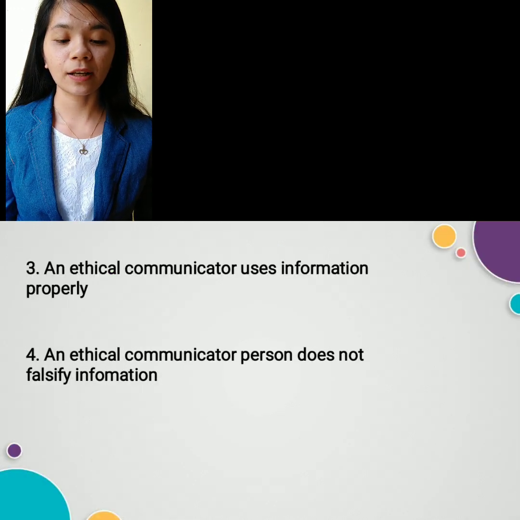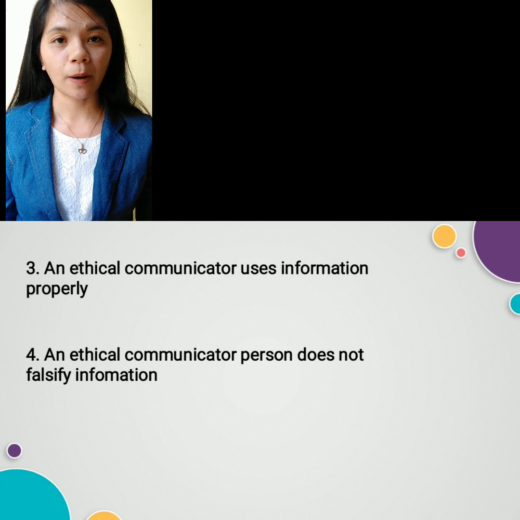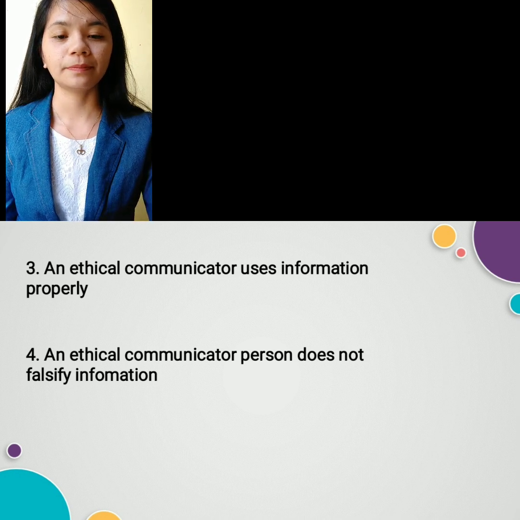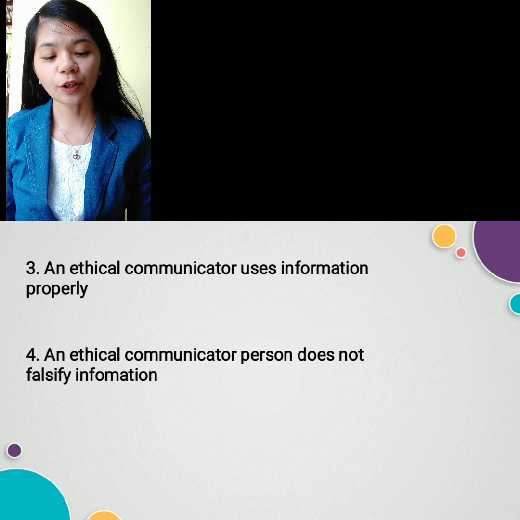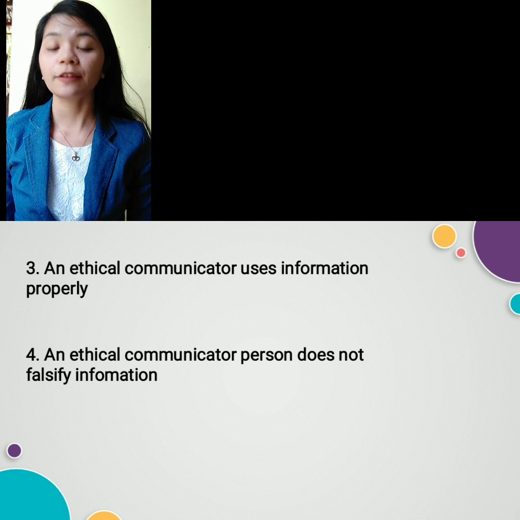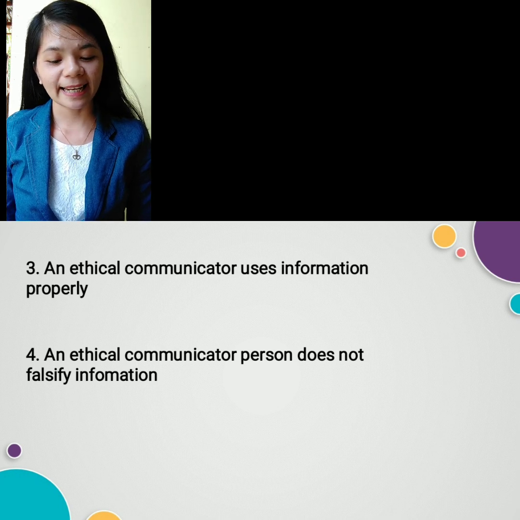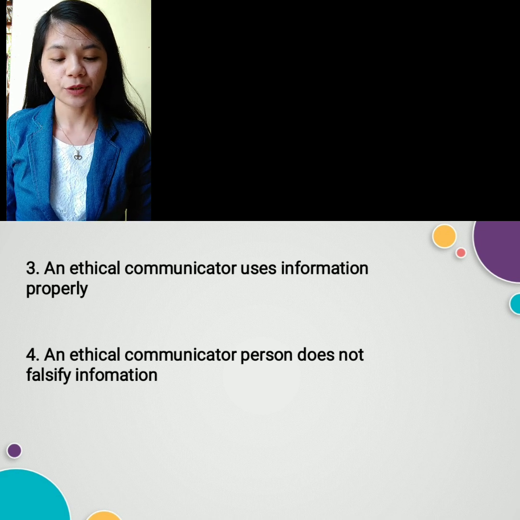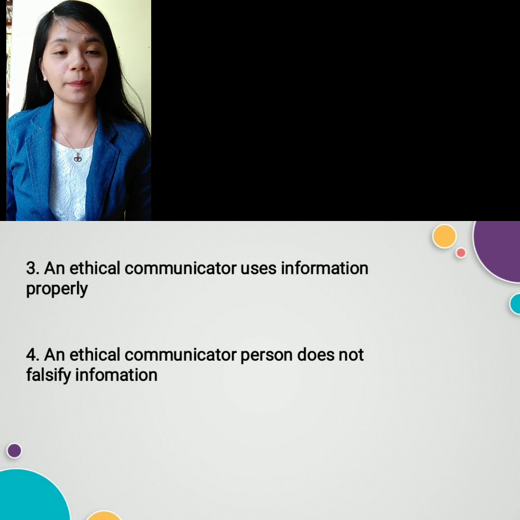Next, an ethical communicator uses information properly. Providing information to people needs proper preparation. Talking about a topic with no background or adequate information about the issue would give false information. Lastly, an ethical communicator does not falsify information. An excellent example of this is plagiarism, where a person uses words or ideas of another without giving credit to the primary source.